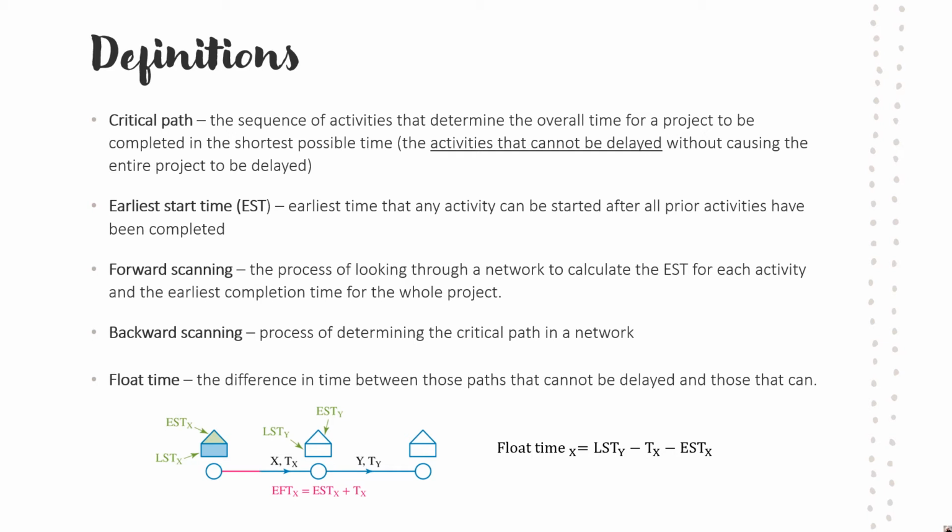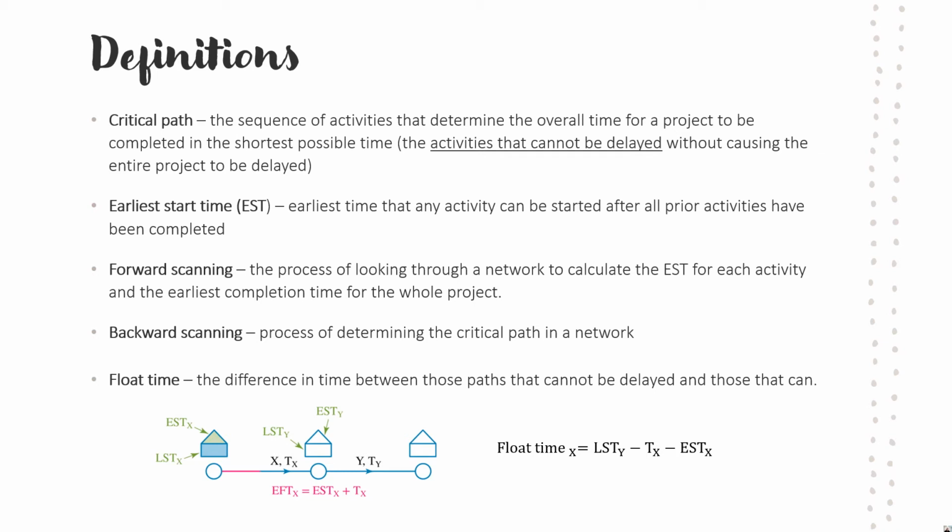All right, so here are a lot of the critical definitions, critical for this particular topic. These definitely need to be in your notes book somewhere. Most of these will probably make a bit more sense when we do the example on the next slide. So critical path, when we go through a network like we just had a look at before, is a sequence of activities that determine the overall time for a project to be completed in the shortest possible time. These activities cannot be delayed without causing the entire project to be delayed.